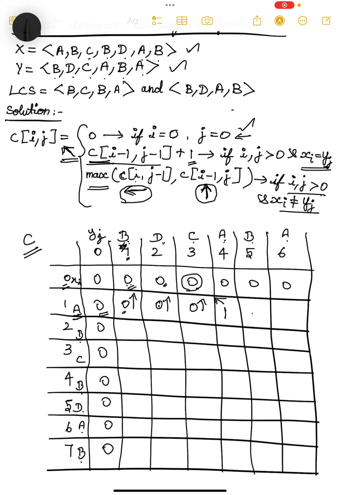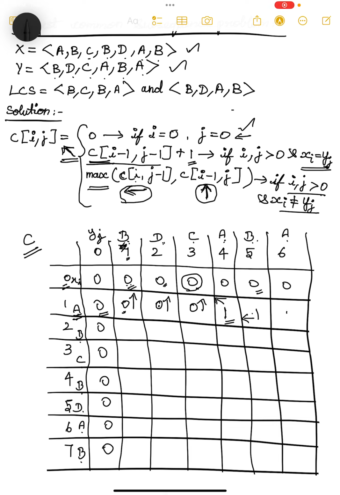Okay. Then come to the next entry. What is this value? It is B. Yj value is B. Xi value is A. Both are not same. In that case, what do we have to do? We have to take the previous column of the same row and previous row of the same column value. It is 1 and 0. We have to choose the maximum. Which is maximum? 1 is maximum. So I am writing 1 here. And since we are taking this value, I am putting this horizontal arrow mark here.